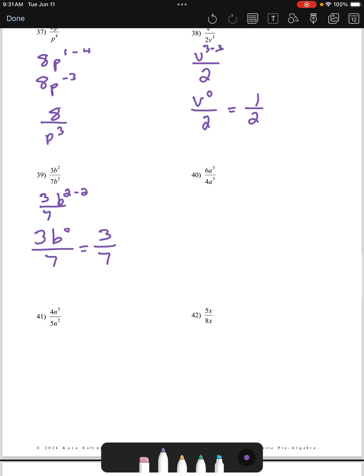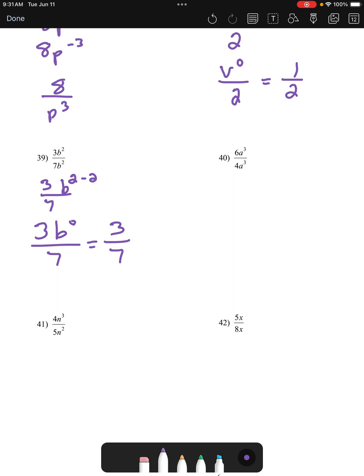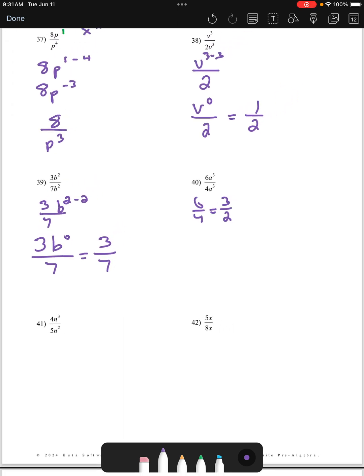At this point, you can pause and attempt 40 through 42, and then come back for number 43. In number 40, we have 6 and we have 4. Now these are both even, meaning we actually can simplify them. So remember, 6 over 4, I can cut those both in half and make it 3 over 2. And that's actually the final answer. Look at your a's. They both have an exponent of 3. So there's nothing to be done with those. They cancel each other out.